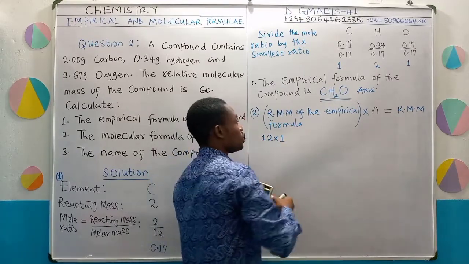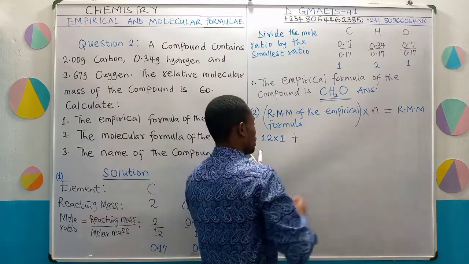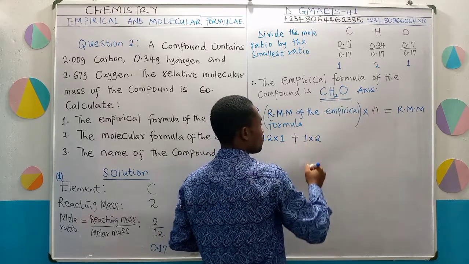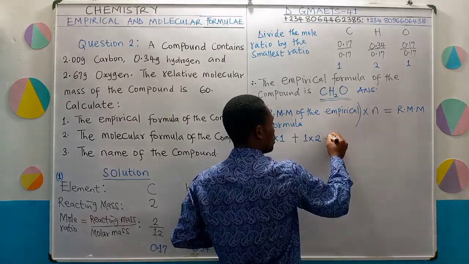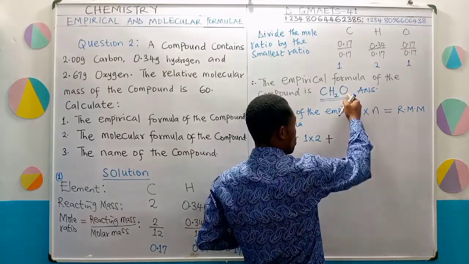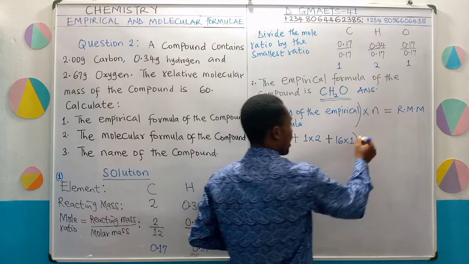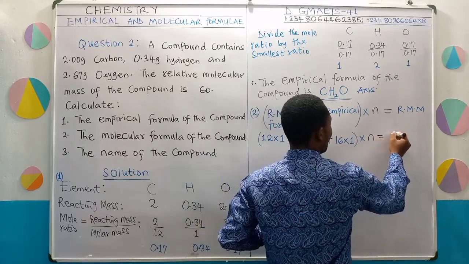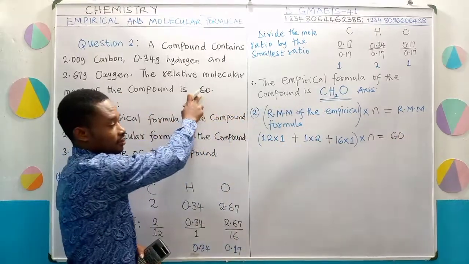Then we go to that of hydrogen plus relative atomic mass of hydrogen is 1. We're going to multiply it by the number of atoms here, which is 2. And then plus relative atomic mass of oxygen. And the relative atomic mass of oxygen is 16. We'll multiply it by 1 here. So 16 times 1. All of this multiplied by n should be equal to the relative molecular mass of the unknown compound here, which is 60.